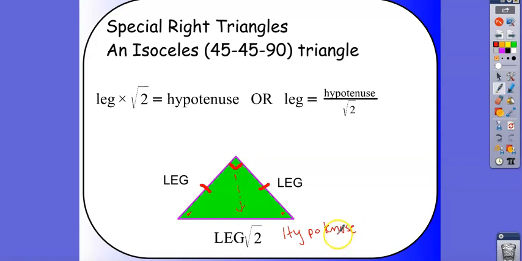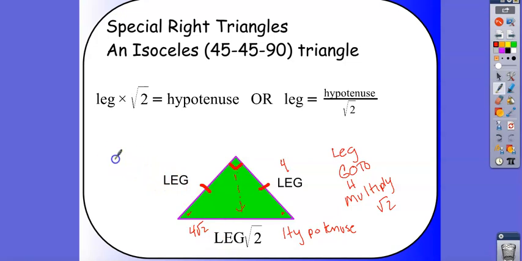Now, if I know what the leg is and I want to go to the hypotenuse, I multiply times square root 2. So if this is 4, I multiply times root 2 and I get 4 root 2.